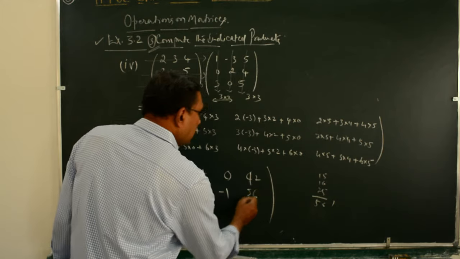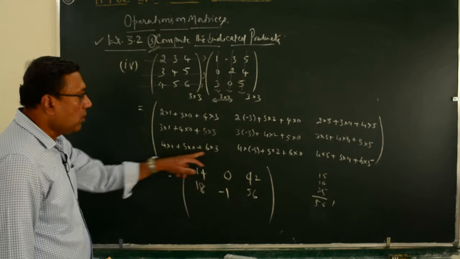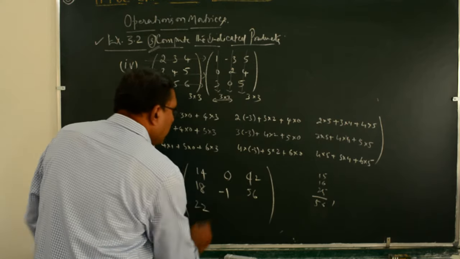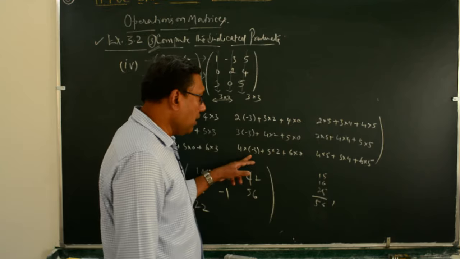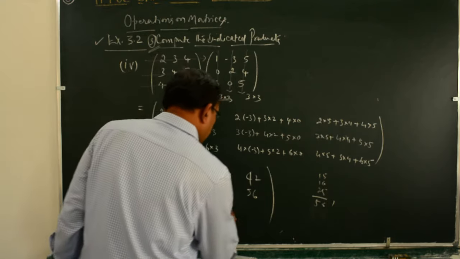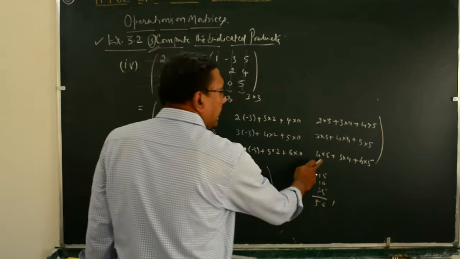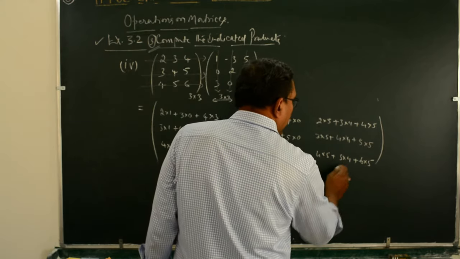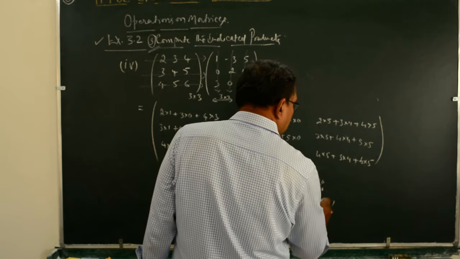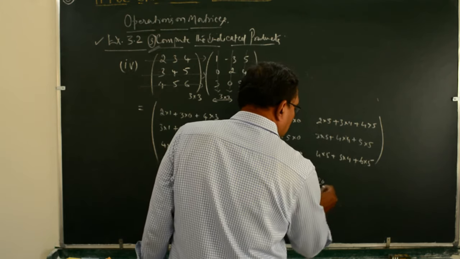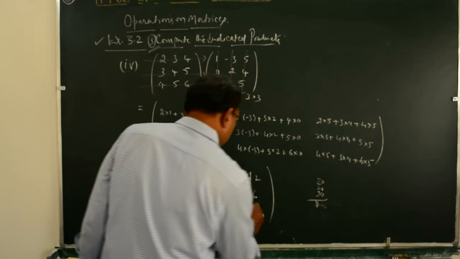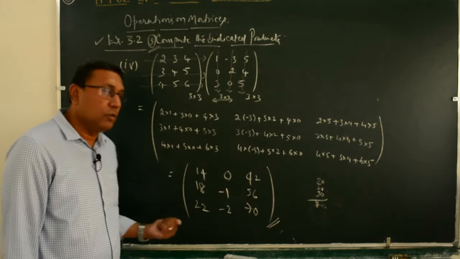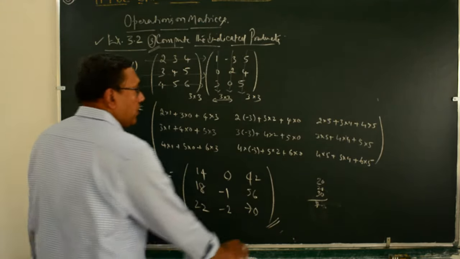And here it is 4 plus 18, 6 threes are 18, 18 plus 4, 22. Here it is minus 12 plus 10, which is minus 2. And here it is 4 fives are 20, 5 fours are 20, and 6 fives are 30. So it is 70. This is the resultant matrix, the product of the two matrices.